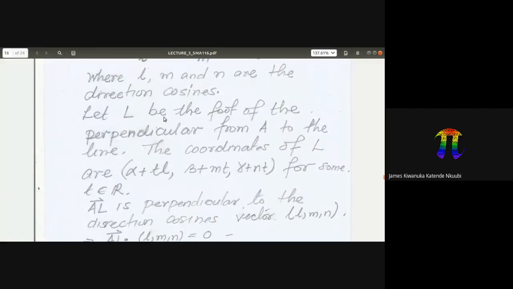So we're going to describe what is there. L is the foot of a perpendicular from A to the line. The coordinates of L will take this form: alpha plus TL, beta plus MT, and gamma plus NT for some T in R. Now, why do we say this?